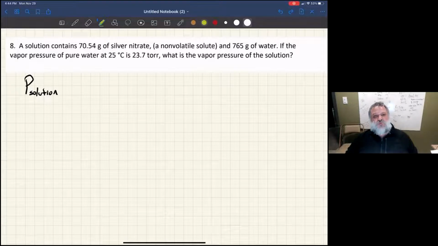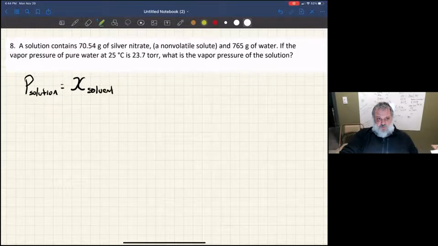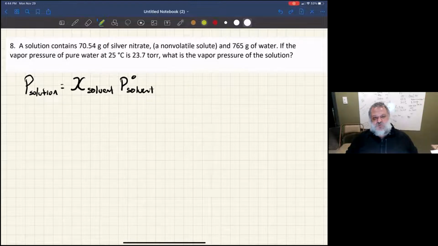So, good old Raoult's law says that if you want to know the vapor pressure of a solution, then you better know the mole fraction of the solvent and the vapor pressure of the pure solvent. Now, it does give you the vapor pressure of the pure solvent in the problem, so we're good there. We just need to figure out what the mole fraction of the solvent is. And so there's a little bit of work to do.